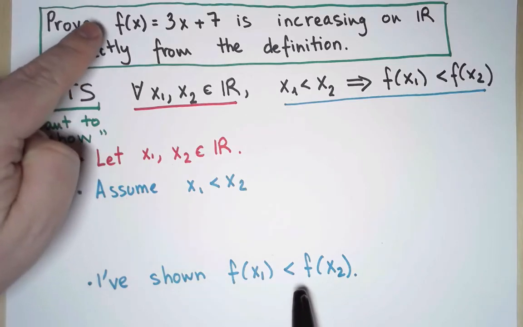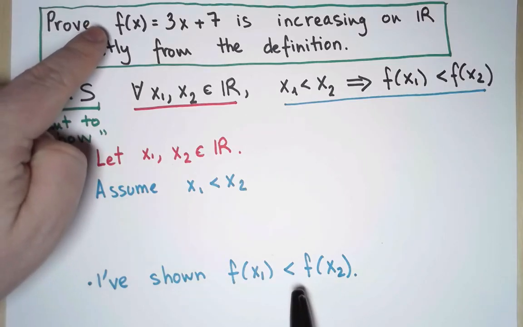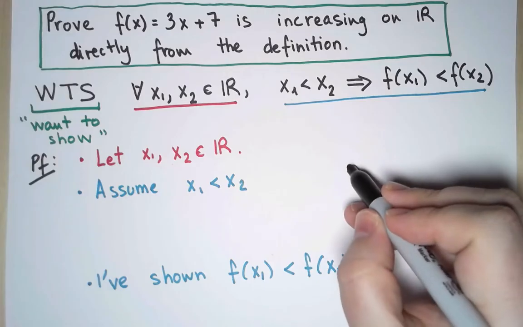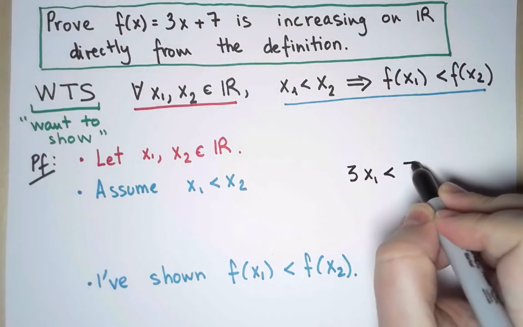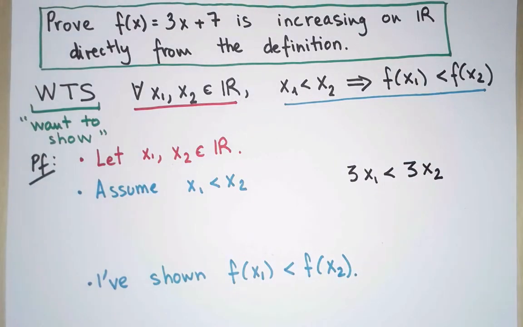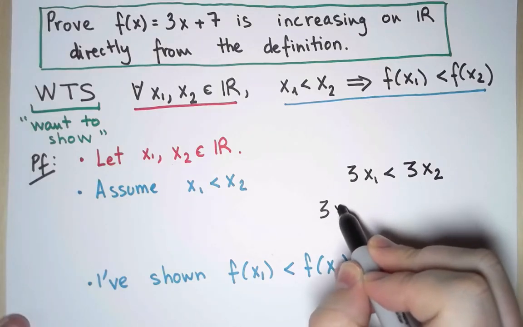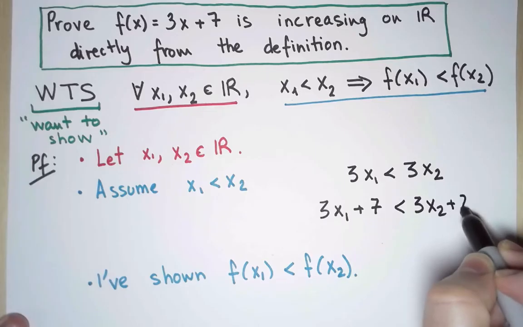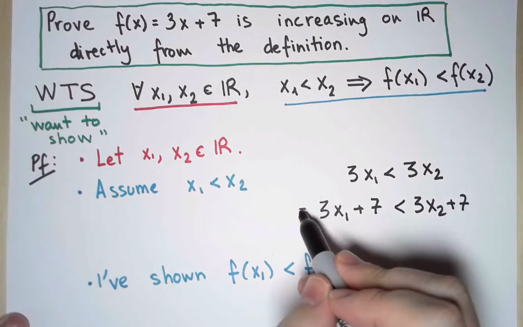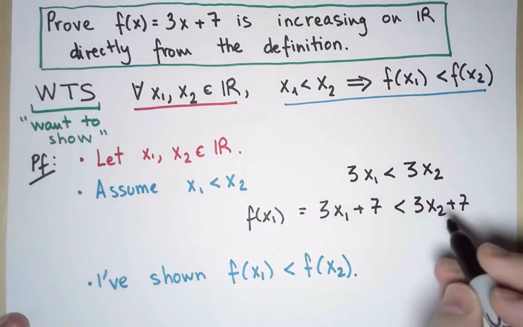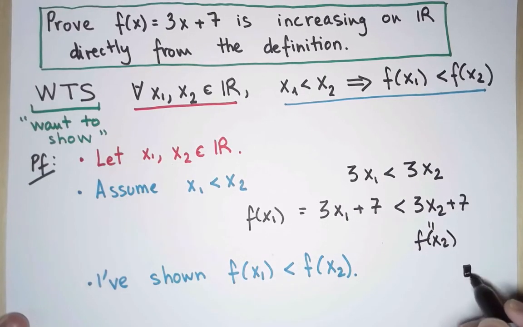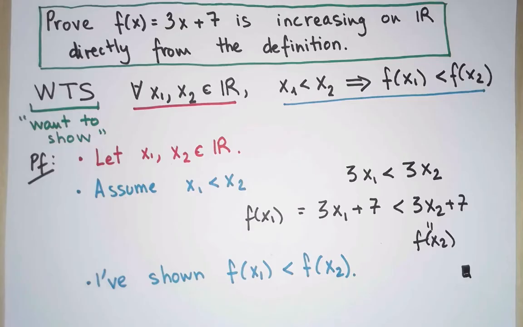Well, in this case, since this is the form of f of x, all I have to do is multiply times 3 and add 7. So if I begin with this inequality and multiply both sides times 3, I get 3x1 less than 3x2. And if I add 7 to both sides, I get 3x1 plus 7 less than 3x2 plus 7. And I am done, because the left-hand side is f of x1 and the right-hand side is f of x2. That's it, I don't need to do anything else.